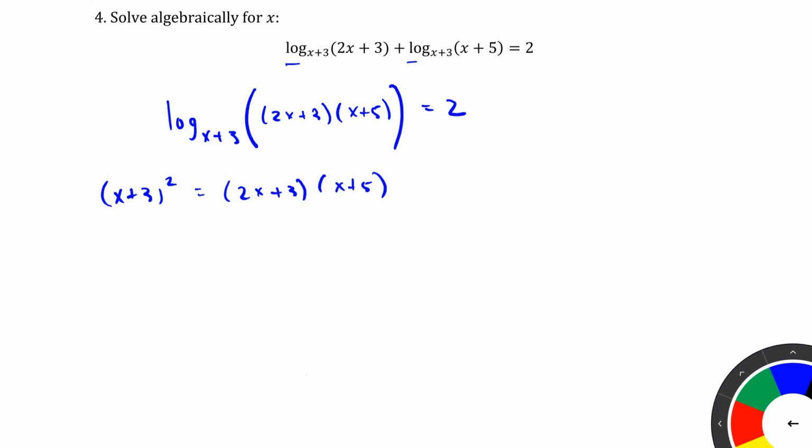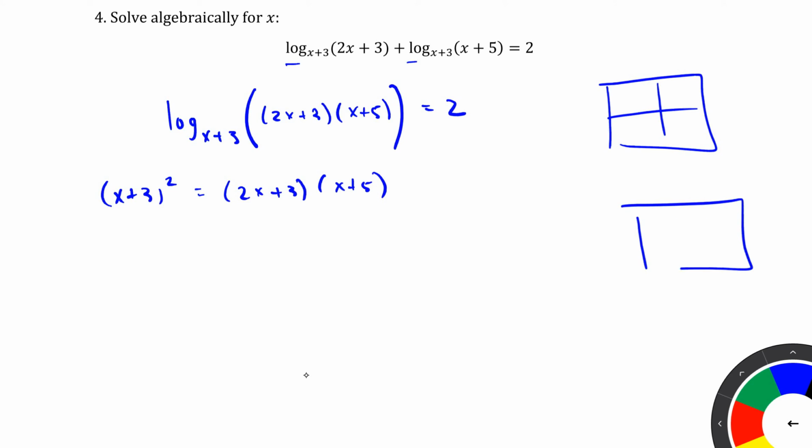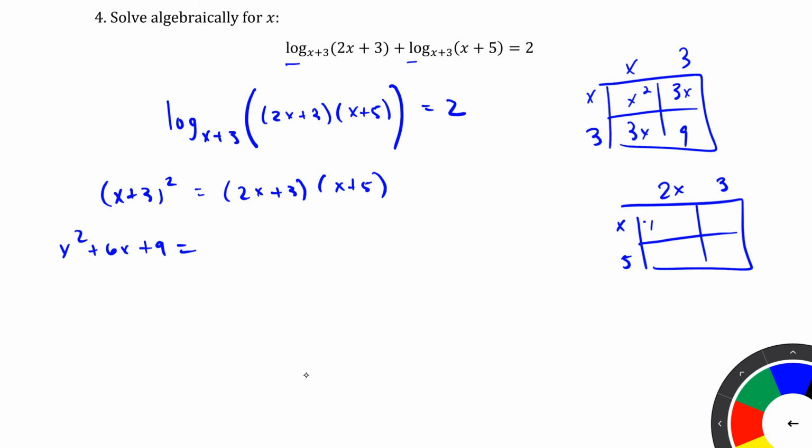Now both sides of this equation have to be distributed. So I'm just going to make a couple boxes here just so we can show the work. If I do the x plus 3 part, this one should be kind of easy. I'm hoping that a lot of you can do this one with mental math. We get x squared plus 6x plus 9. The other one I'd assume is a little bit harder to do with mental math, and that's fine. So we get 2x squared, 10x, 3x, and 15. So we have 2x squared plus 13x plus 15.